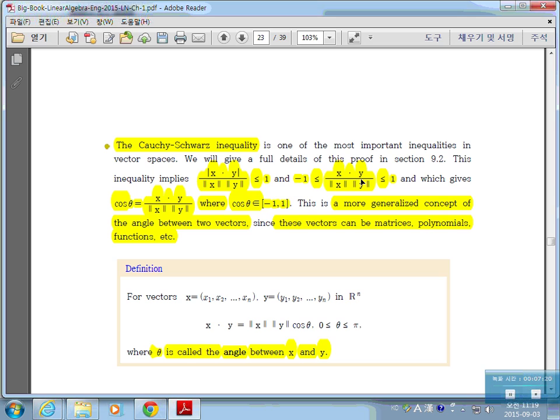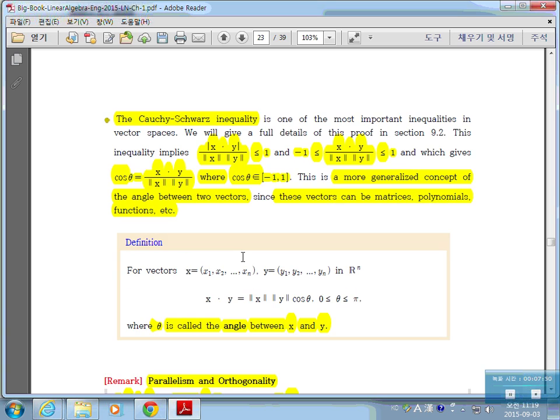This means there exists a theta and cosine theta which make this cosine theta equal to this, because cosine theta moves from -1 to 1. So it should meet this value. Okay? So there always exists a theta if we have two different vectors. This is a generalized concept of angle between two vectors.